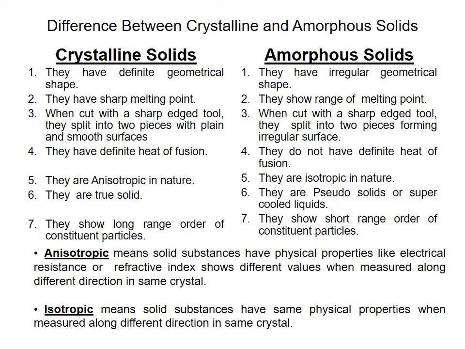The third difference is, if we take a crystalline solid and cut it into two pieces by using a sharp edged tool, you will find that both the pieces are cut into two parts having smooth surfaces. Whereas, on the other hand, amorphous solids will split into irregular surfaces.